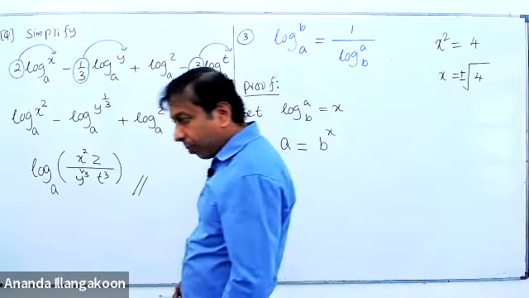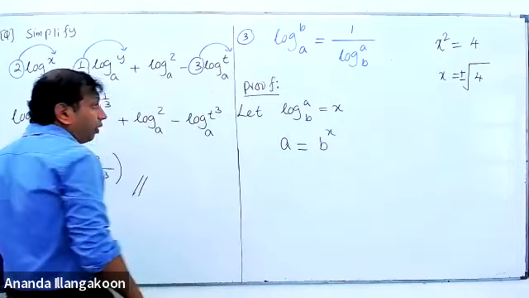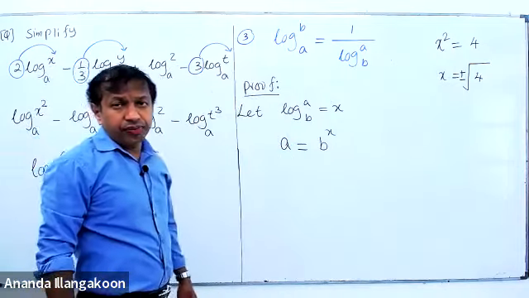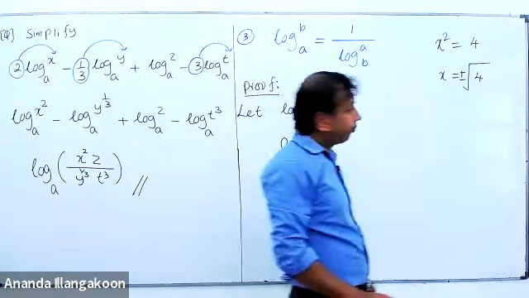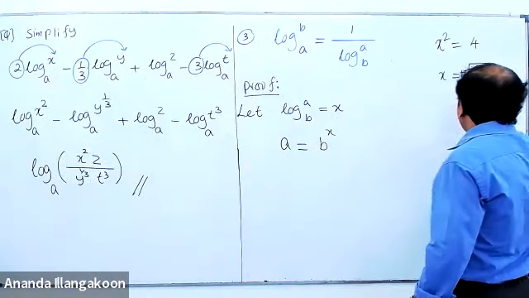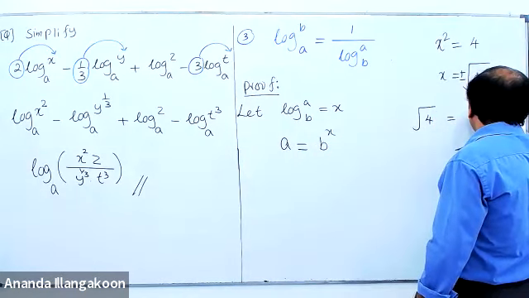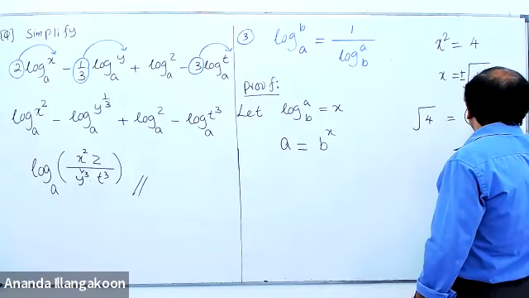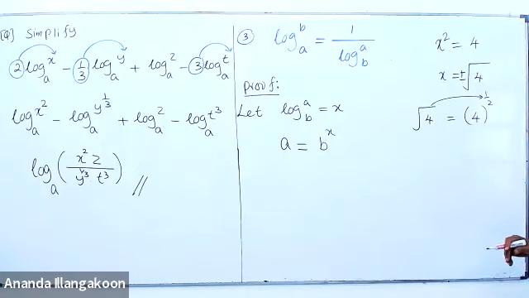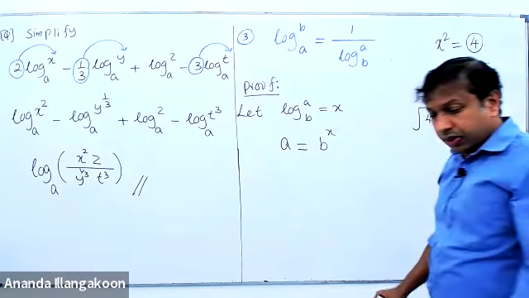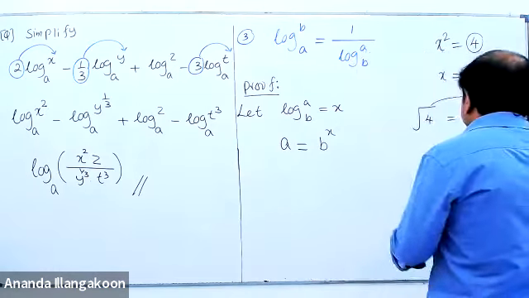Right. People, in this case, square root means power half. The square root of 4 means this is really 4 to the power half. The square root means the power half. I'll explain the way of coming to this, 4 to the power half. It is coming like this.